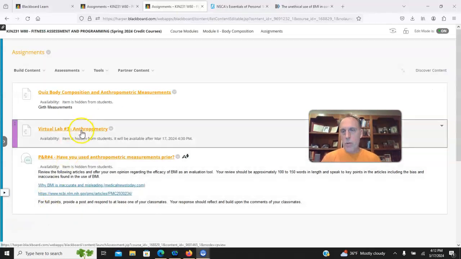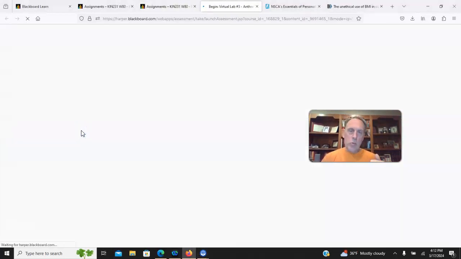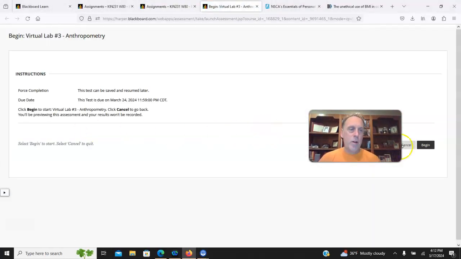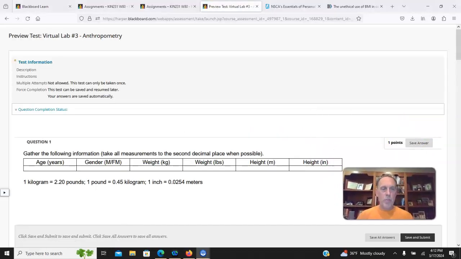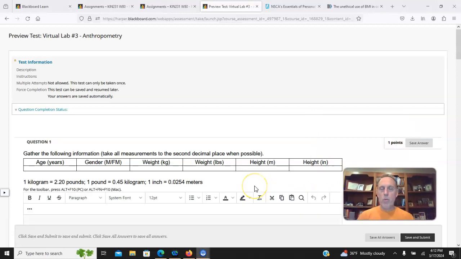All right, so Virtual Lab 3. I took the labs that we had done before in class in person and the ones that I had done online, I kind of blew them apart and I retooled them a little bit. And I think they'll work for a class.